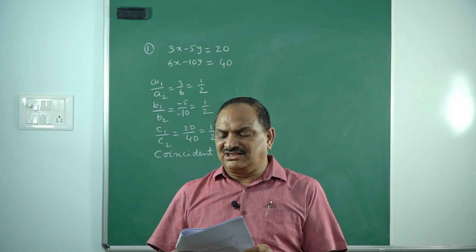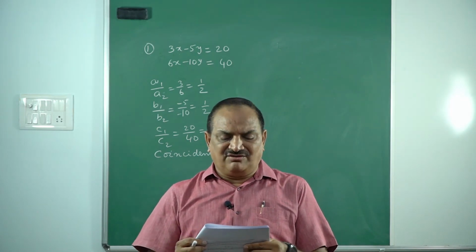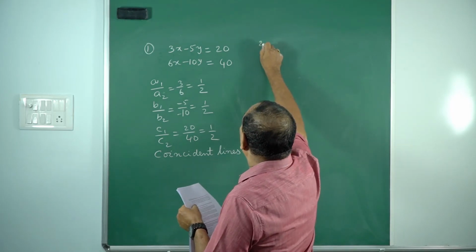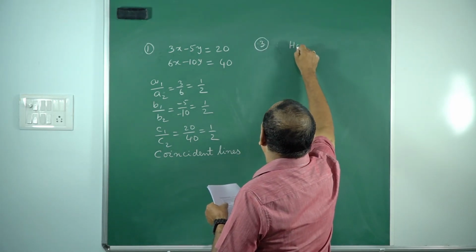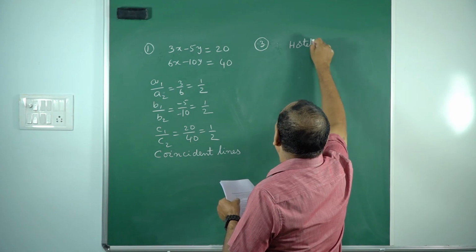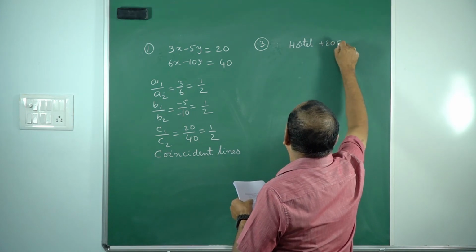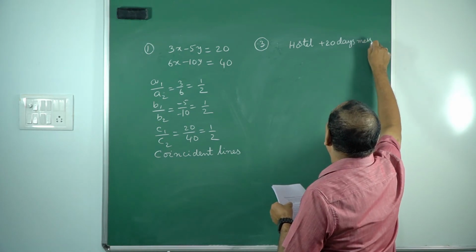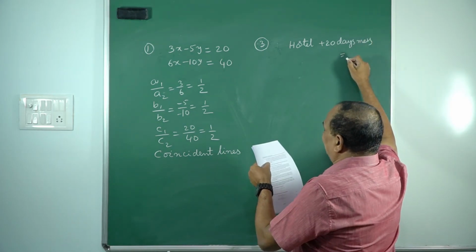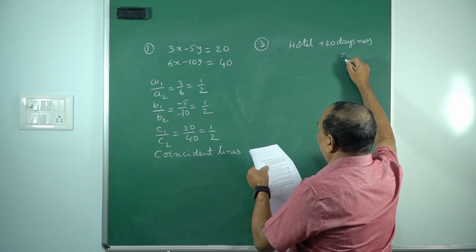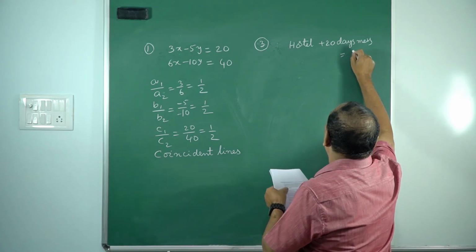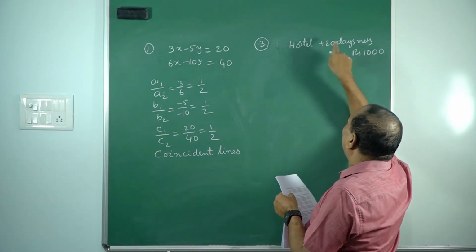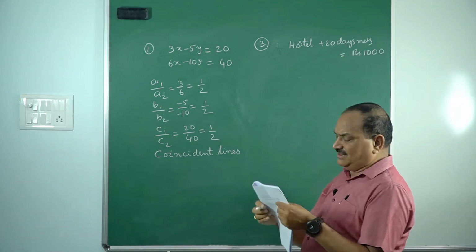Now he is asking, when a student A takes food for 20 days, she has to pay 1000 rupees. So this is my question. So hostel plus 20 days mess charges, and she has to pay 1000 rupees: a fixed amount for the hostel, and 20 days mess, 1000 rupees she paid.